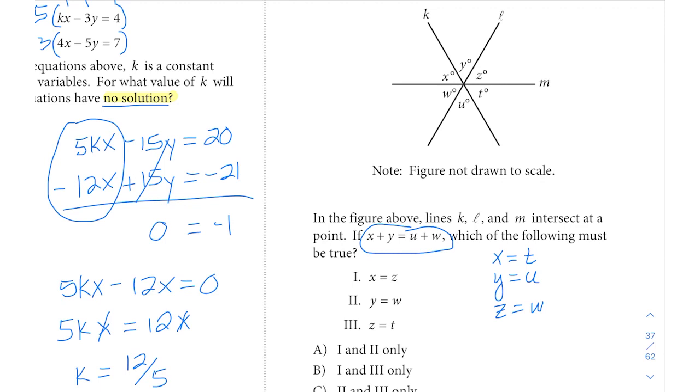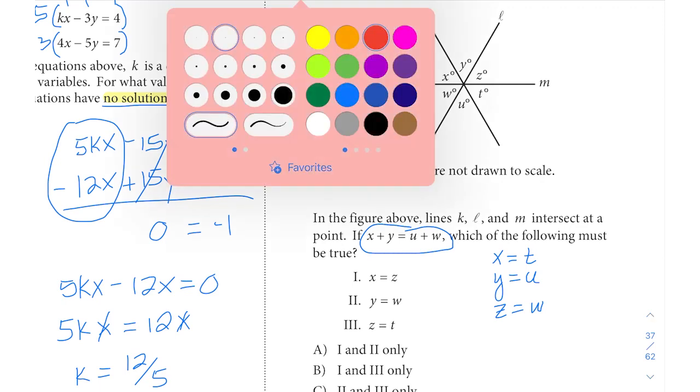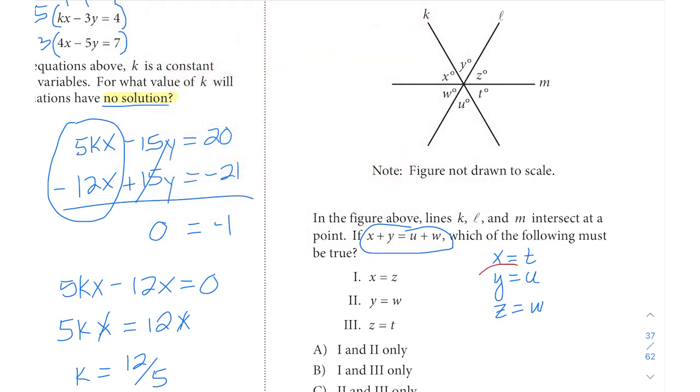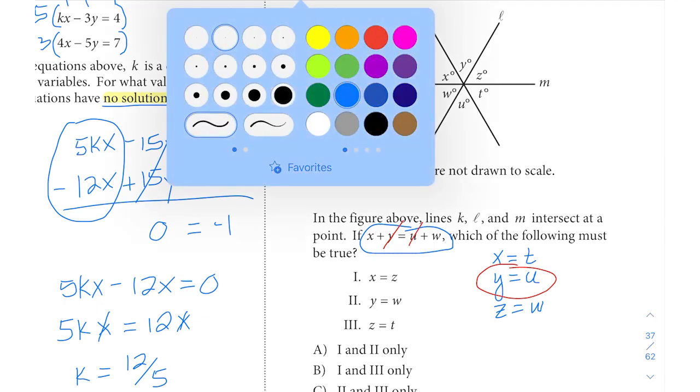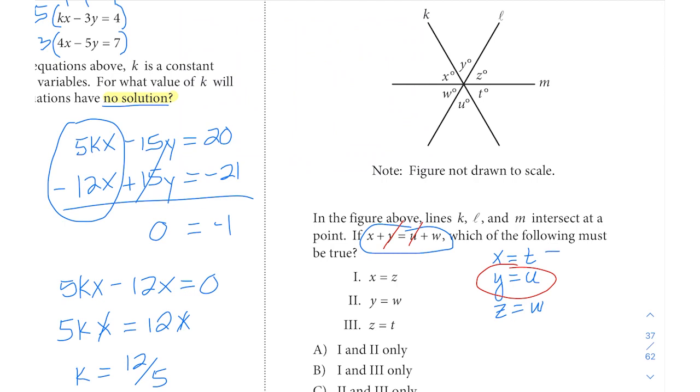Well, they have x plus y equals u plus w, but we have y equals u, which means that these could essentially cancel out. So this gives us another value. This basically tells us x equals w. So we know that x equals t, which equals w, and we already know that z equals w from our vertical angles, so we can say that that's equal to z. So now we know that all four of those are equal to each other.